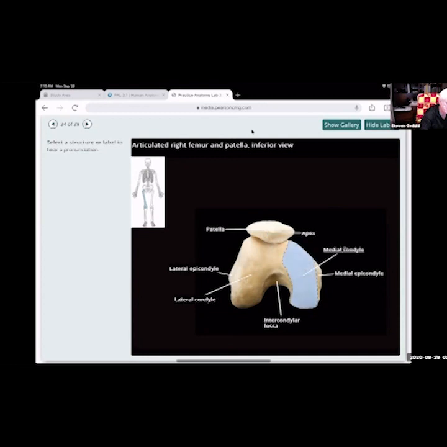This is the medial condyle of the femur and the medial epicondyle to the very side. This is the lateral epicondyle and the lateral condyle of the femur. And the space here is your intercondylar fossa. Okay, the space between the condyles, between the medial and lateral condyles.